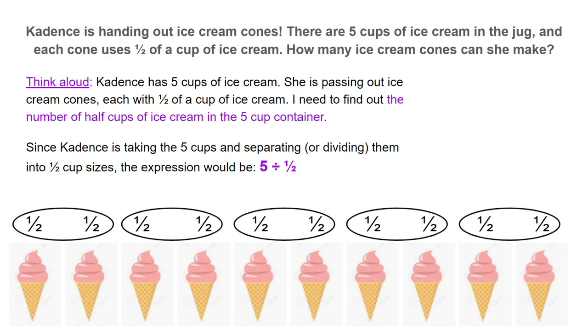So if we've used all 5 cups, we can count now the number of cones that we've used. And we have 10 ice cream cones. So we have 5 divided by 1/2 equals 10. Or a way of thinking about this is we have 10 1/2 cups in 5 cups of ice cream. One way that I really like to think about this expression is how many times does 1/2 fit inside of 5? So 1/2 fits into 5 10 times.